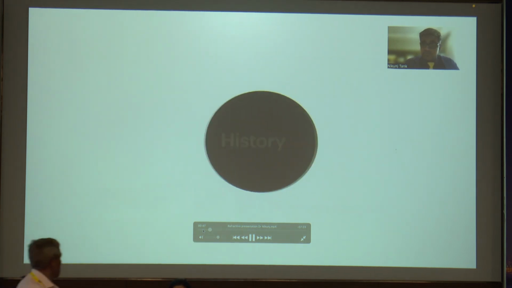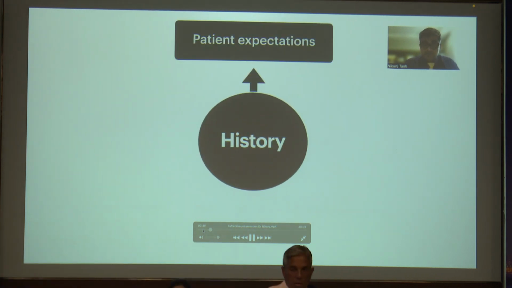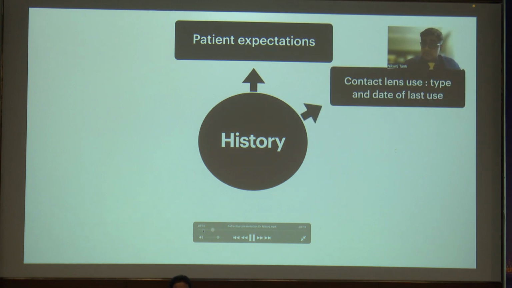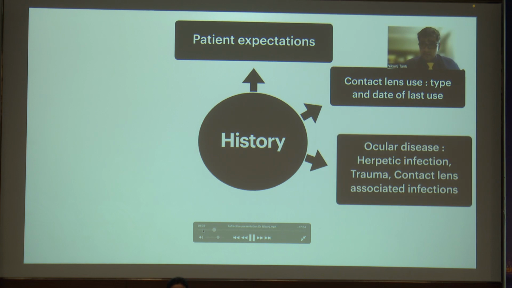So in history, we need to understand what the patient expectations are. We need to ask leading questions to the patients: why they want to go for refractive surgery, what is the aim for them, what are the difficulties they face with glasses or contact lenses. If somebody is a contact lens user, we need to know about the type of contact lens and the last date of use of contact lens. Ask about any ocular diseases like herpetic infection or trauma or even contact lens induced infection.